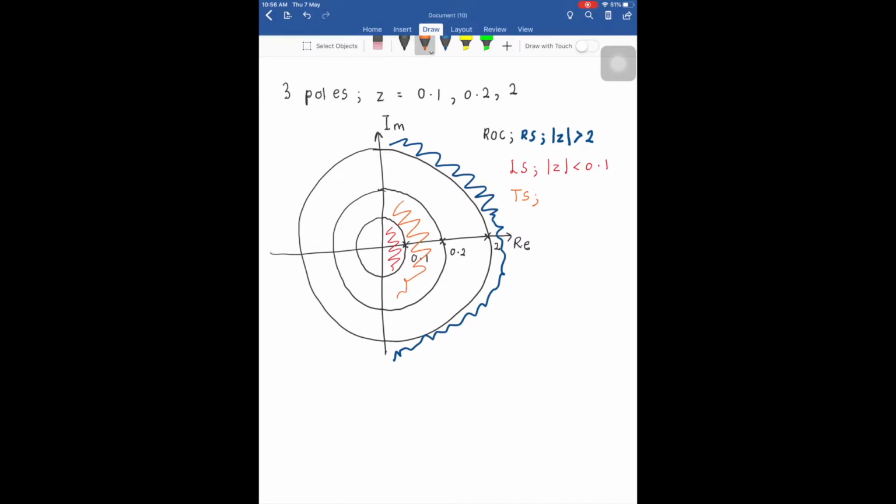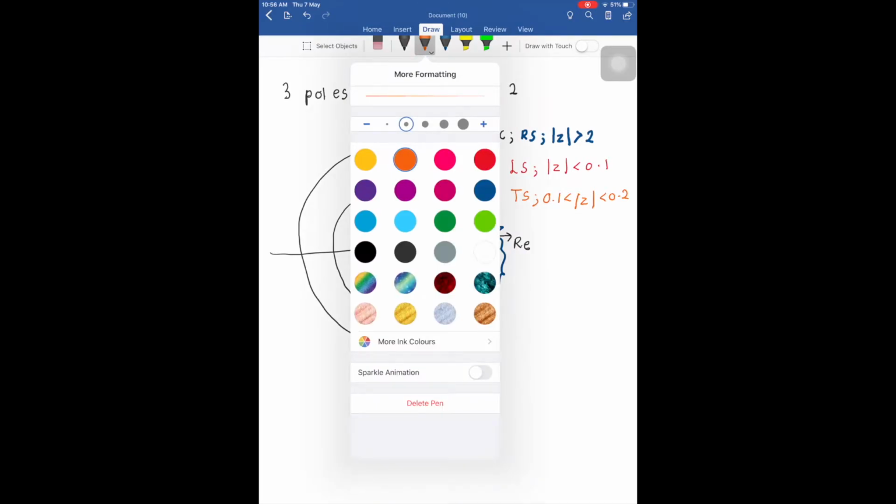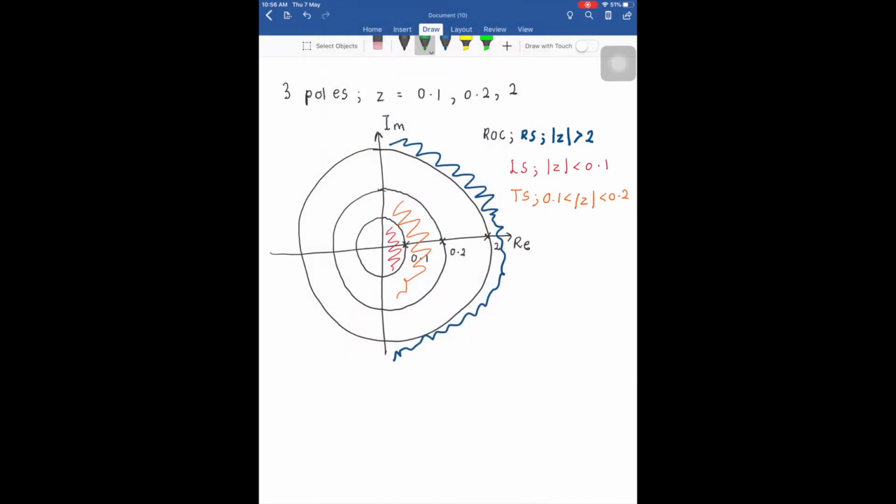One two-sided region is in between 0.1 and 0.2. Another two-sided region is in between 0.2 and 2. So basically, this is your ROC. So we have 4 ROC.